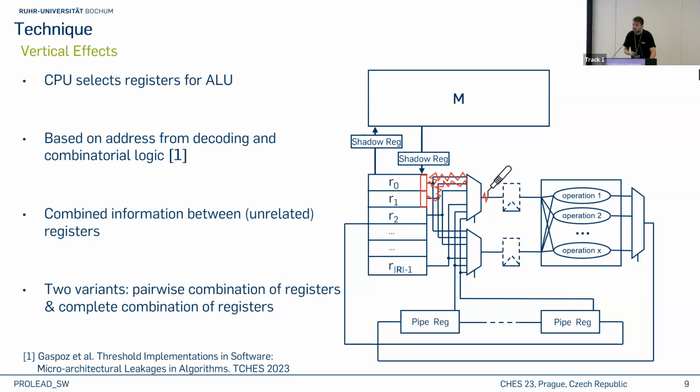We also specify this vertical probe and this vertical effect in two ways. So we have two variants. To get reasonable results fast, we allow the pairwise combination of registers. So for example, if we place a probe on the first bit of the output of the multiplexer, this will then propagate back to the pairwise observation of the first bit of registers. And more generally, we allow the observation of the nth bit of all registers within one vertical probe. So for example, if we place the probe on the first bit of the output of the multiplexer, this can also affect all the first bits inside the register file.